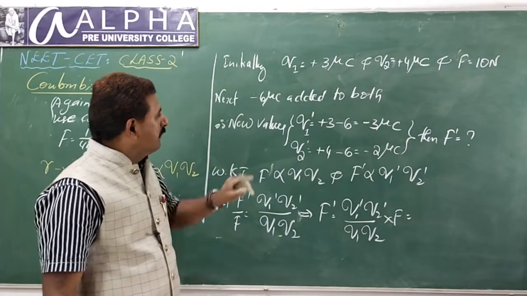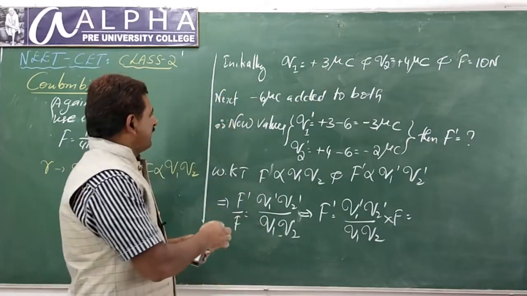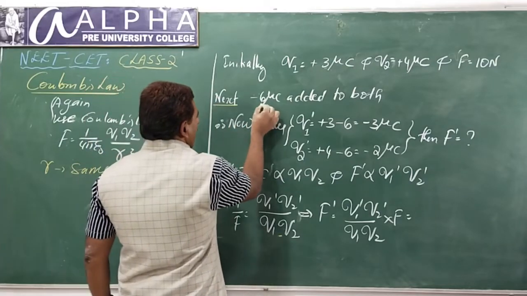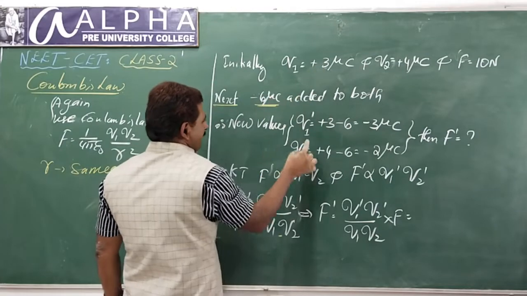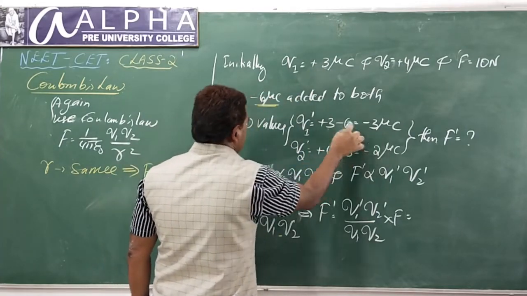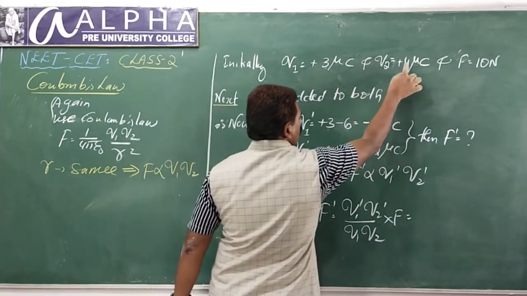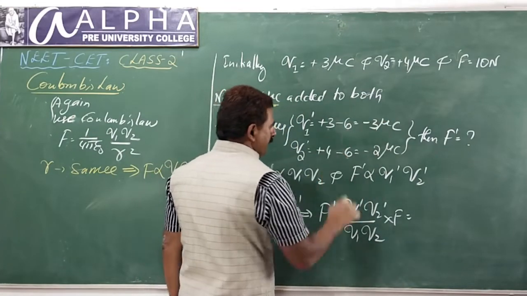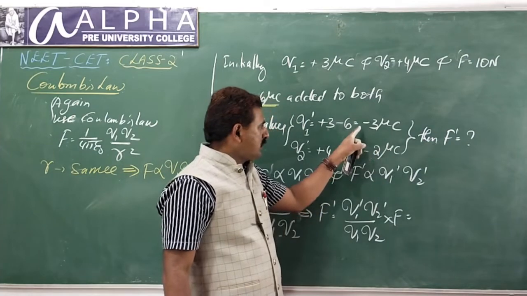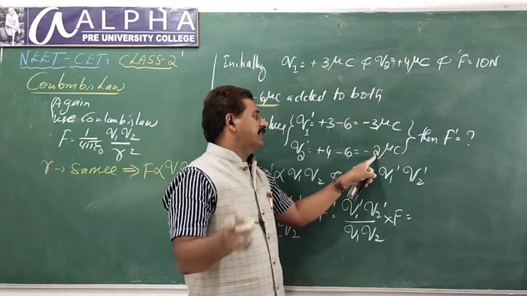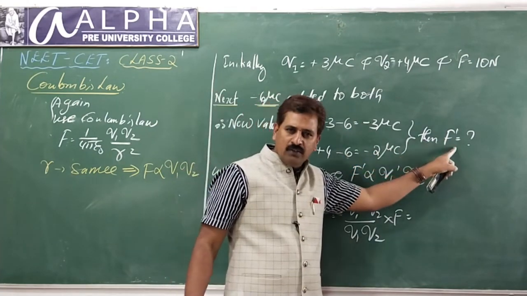That's it, right? And what he says next is, I am adding minus 6 to both of these. So 3 minus 6, what is 3 minus 6? Minus 3. Again you add minus 6 to 4. So 4 minus 6 is minus 2. Then what is the new force? When the new charges minus 3, minus 2 have the same separation, what is the new force?